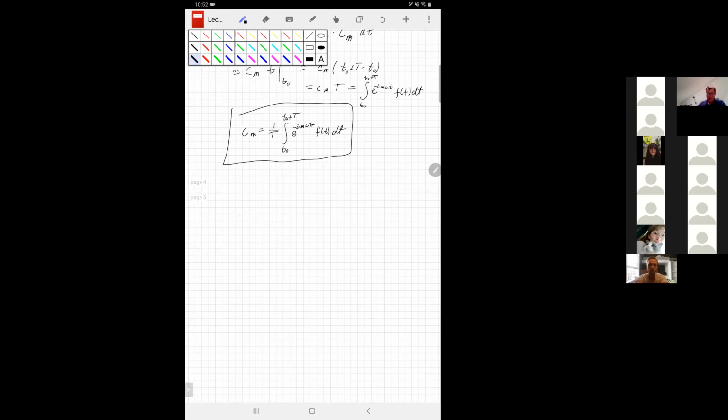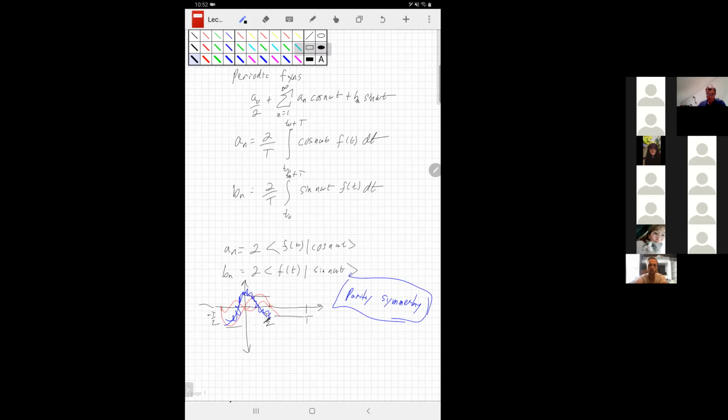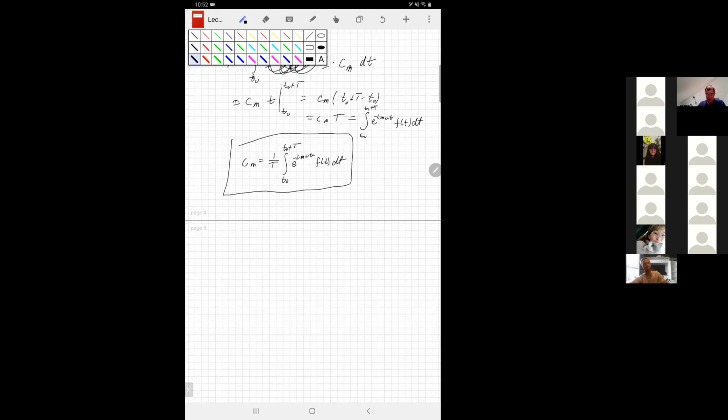One thing you might wonder is, why does this definition just have a one over the period, whereas what we were doing before had two over the period? Well, keep in mind that cosine of n omega t is e to the i n omega t over two plus e to the minus i n omega t over two. So in the previous one, we were taking complex exponentials and dividing by two, and then we had to multiply by two when we calculated the coefficients. Here, we're not dividing the complex exponentials by two, so we don't need to compensate by multiplying by two when we calculate the coefficients. Does that make sense? Any questions on that?